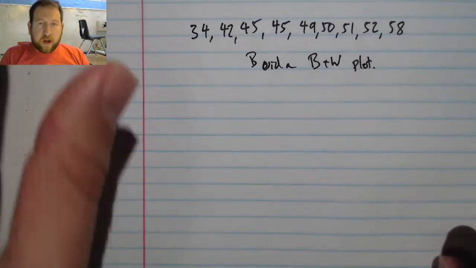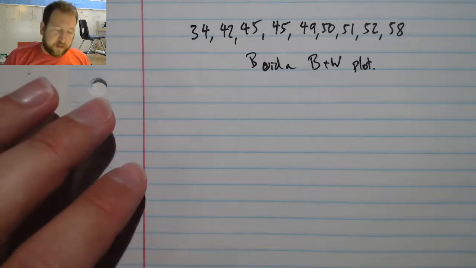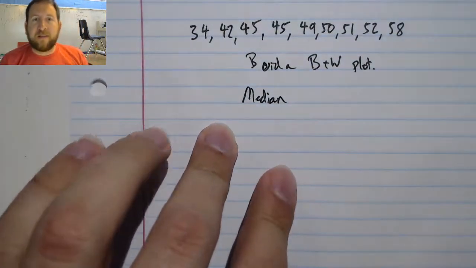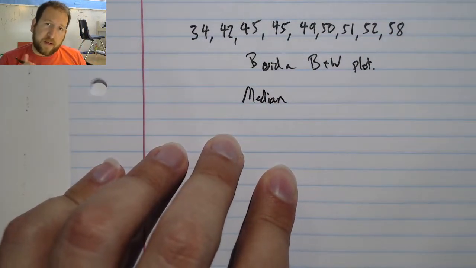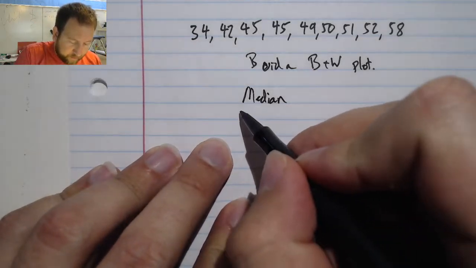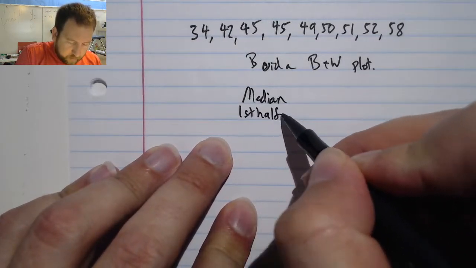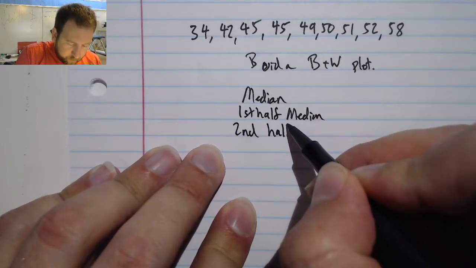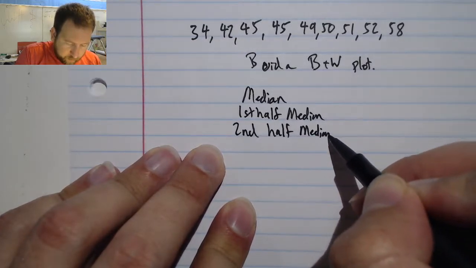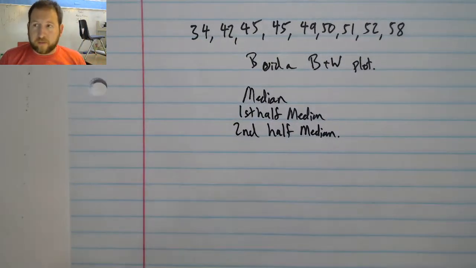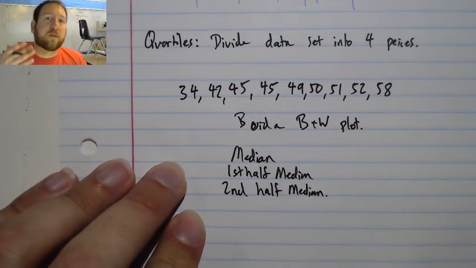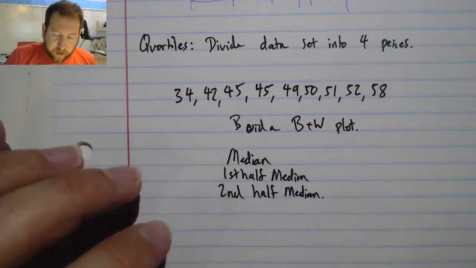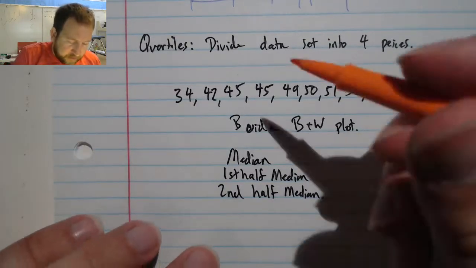To do this, we're going to need some information first. First, we need the median of our data. And then we need the median of the first half of the data and the median of the second half of the data. And this is where median kind of becomes important. We don't often use the median except when we're doing more specific things like looking at our total distribution like this.